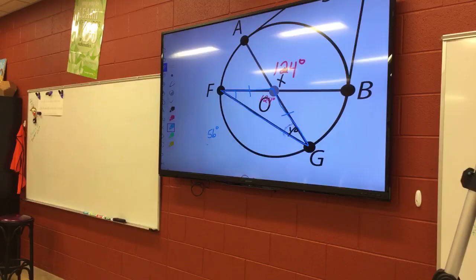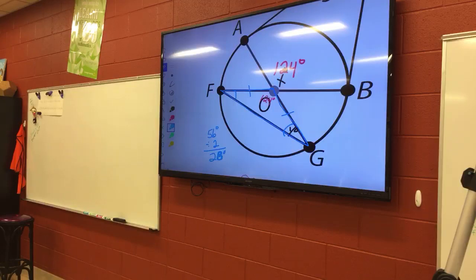So if I divide by 2, I get 23 degrees for each one of those. No, that's 46. Oh, you're right. It's 28 degrees. My bad. But you need to be able to see why that's an isosceles triangle.